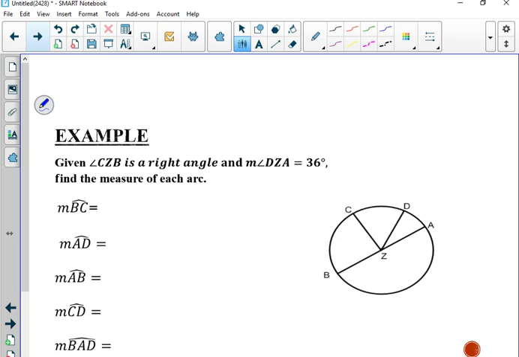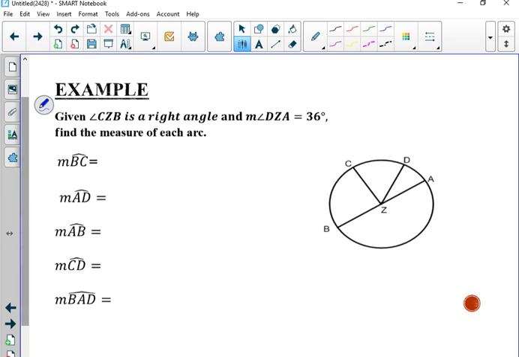Okay, last bit of notes. We're home free. Example, CZB is a right angle. DZA is 36. Well, we know this obviously is 180 degrees down here, which makes BCA, or BDA, however you want to call it, also a semicircle. So we add 90 plus 36 and subtract it from 180, we get 54 right here. And now we're ready to go.